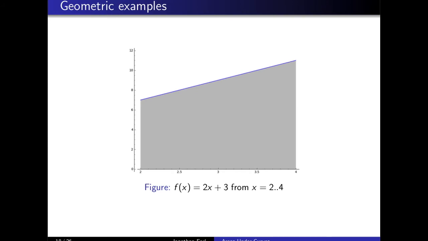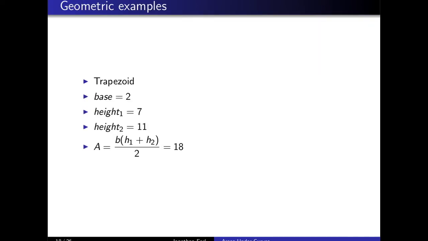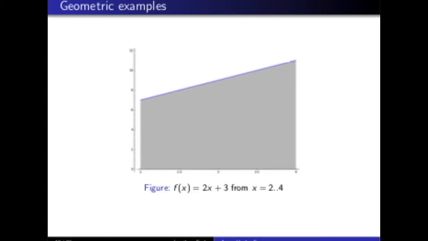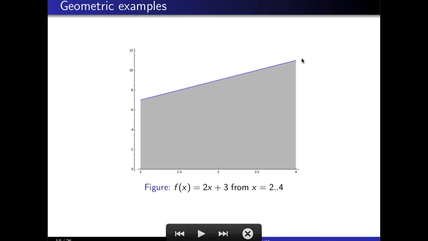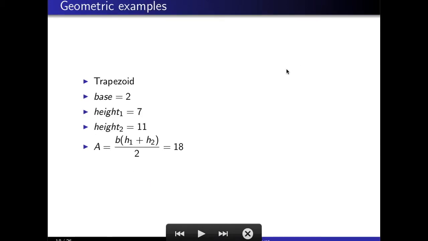Okay, the second thing we could do, we could take the function 2x plus 3 and go from 2 to 4. Well, if you really wanted, you could divide this up as a rectangle and a triangle, but I think I'm just going to do this as a trapezoid because it's kind of easier. So here we were going from 2 to 4, so our base is going to be 2. The height at 2 is 7. The height over here at 4 is 11. So we'll take these three values, put them into our area expression for trapezoids, and get 18.